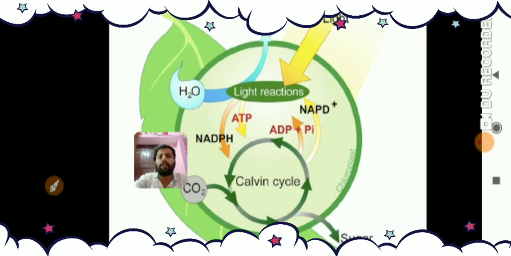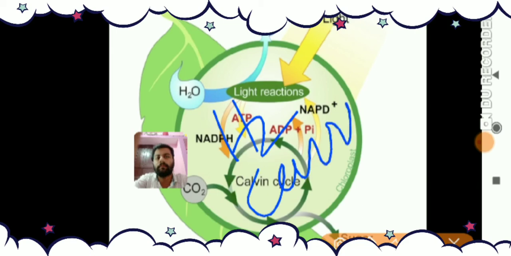So the hydrogen ion released during the photolysis of water is made available to NADP to form NADPH2. That means here NADP is reduced into NADPH2, and this NADPH2 acts as a hydrogen carrier. Hydrogen carrier.